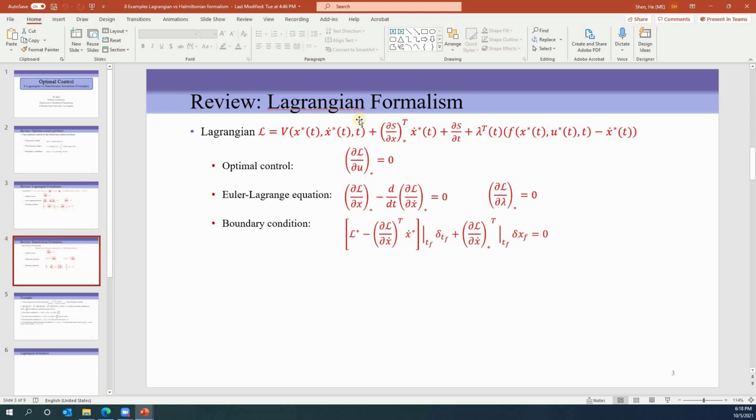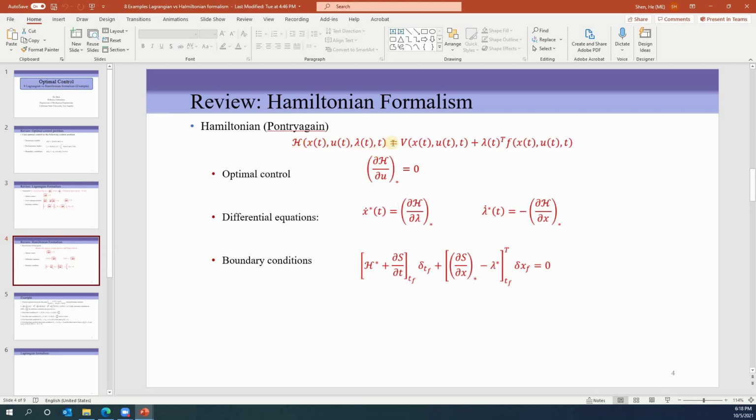And later on, we define a Hamiltonian. The Hamiltonian is defined as V plus lambda transpose times f. And we wrote L in terms of the Hamiltonian. Then we get all the results related to the Hamiltonian formalism. The optimal control is obtained by letting partial H, partial u is equal to 0, and you can find the optimal control. The solution gives you the relationship between the optimal control and the co-states. Then you substitute that into the Hamiltonian so that you get an optimal Hamiltonian, and that optimal Hamiltonian will be a function of x and lambda.